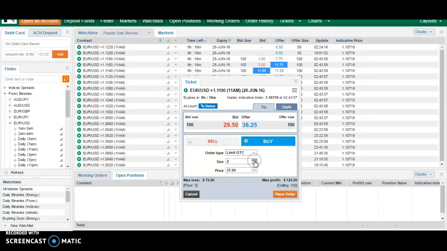I would put in 2 contracts, and you'll see this price will change automatically when you change that to good till close. Down to $36 now. I like that. I'll go with 2 contracts, putting up 72 to win 127. Now it's going up.